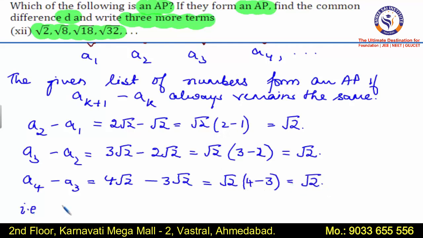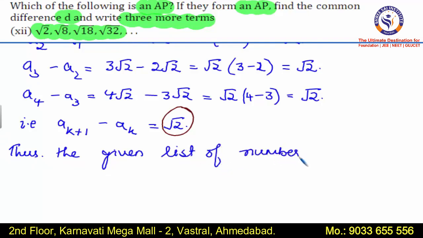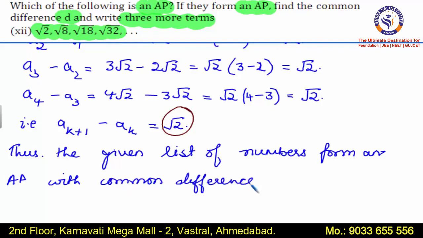That is, we can say a(k+1) minus ak is equal to root 2, or if we subtract any term from its succeeding term, the difference remains the same. Thus, the given list of numbers forms an AP with common difference d equal to square root of 2.